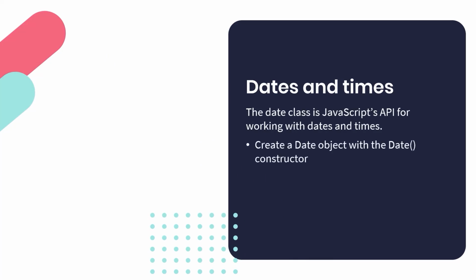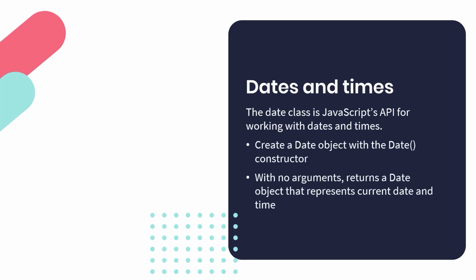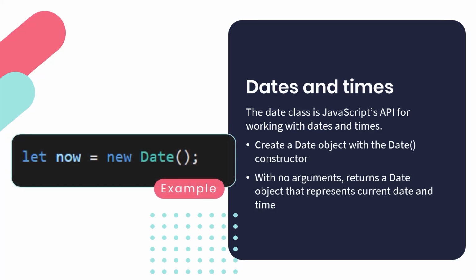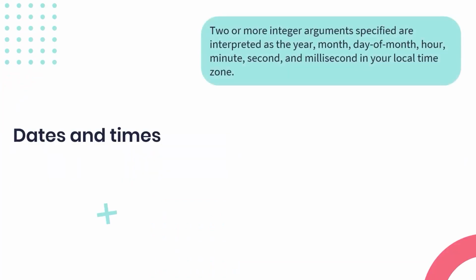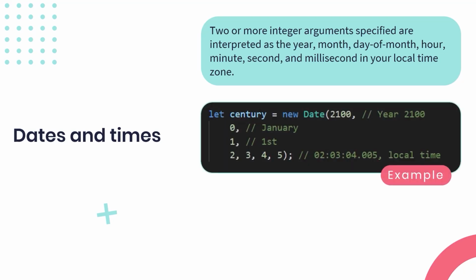You create a Date object with the Date constructor. With no arguments, it returns a Date object that represents the current date and time, like this. And this will return the current time. If you specify 2 or more integer arguments, they are interpreted as the year, month, day of month, hour, minute, second, and millisecond in your local time zone, as in this example.